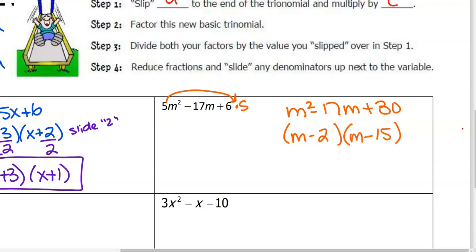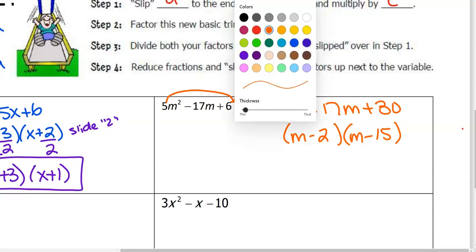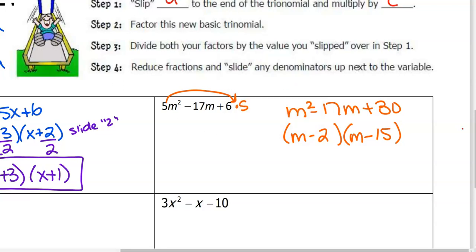Does order matter, by the way? I said 15 and 2, but I wrote 2 and 15 because my brain's not connected, I guess. Does it matter, though? No, order. We're good. We're multiplying. Am I done? Should I circle it? No, because m times m is just m squared, right? So, we're not done. What do I have to do? We have to divide. We've done the slip. Now we have to slide.